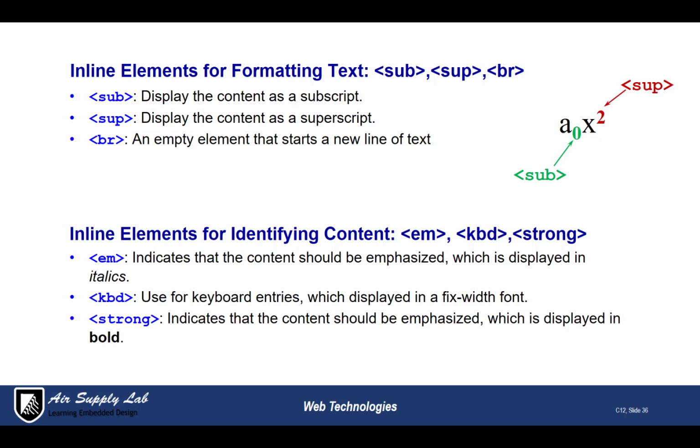Inline elements for identifying content: EM, KBD, strong. EM indicates that the content should be emphasized, which is displayed in italics. KBD is used for keyboard entries, which displays in a fixed width font. Strong indicates that the content should be emphasized, which is displayed in bold.